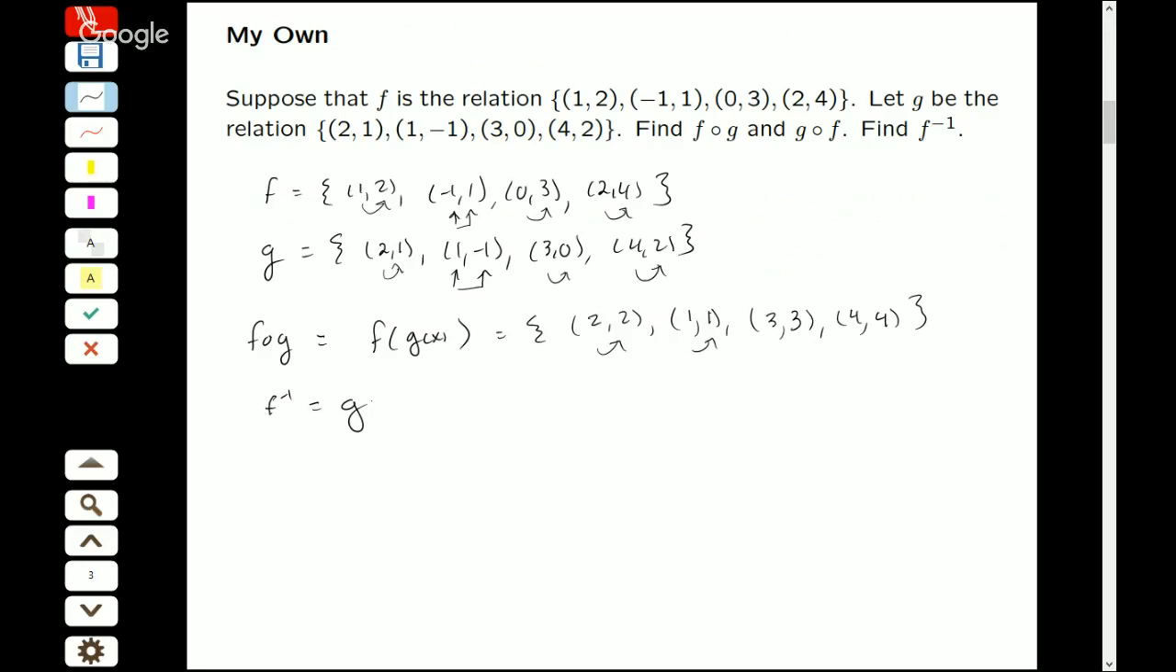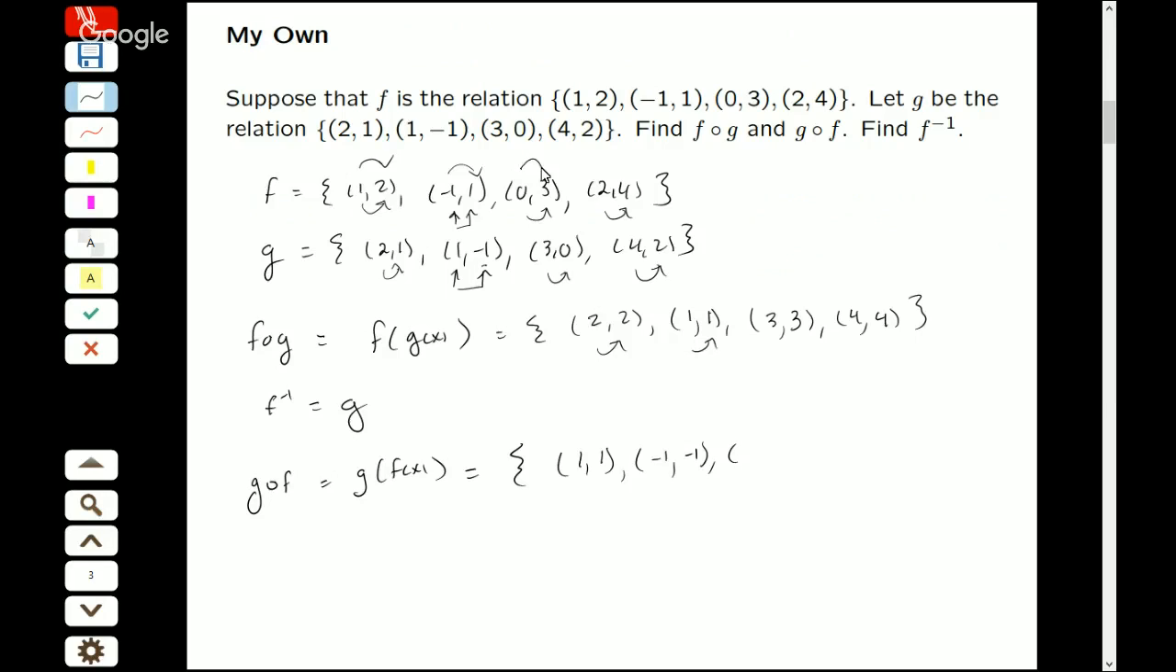Now, you say, okay, it worked that way for f composed of g. Let's do g composed of f. So I have to start with the f function. F takes 1 to where? And then g takes 2 to 1. Start with minus 1. F takes minus 1 to 1. And where does g take 1 to? Minus 1.